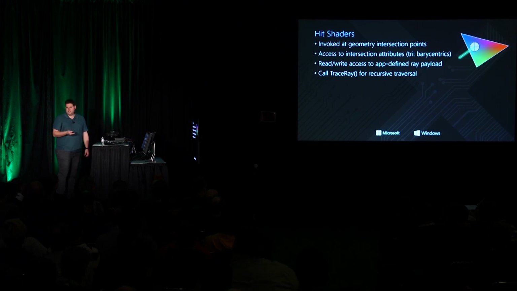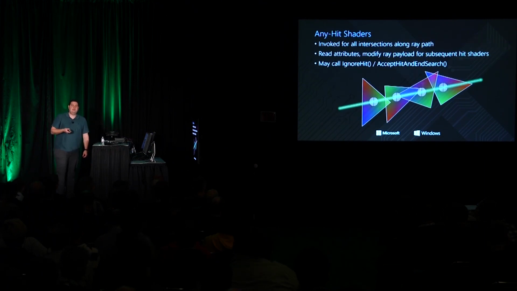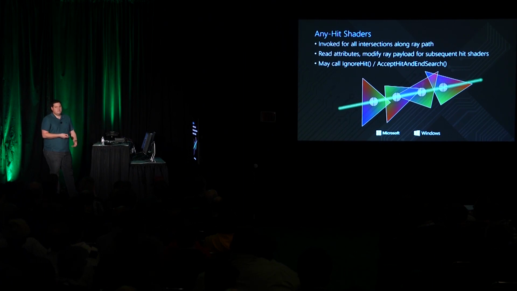And there are two types of hit shaders in DXR. The first one is called the any hit shader. And this is invoked for all intersections along a ray path from Tmin to Tmax. You're allowed to read the attributes, and then you can read and modify the ray payload for subsequent shaders. So you'll have multiple invocations of any hit shaders, and you can modify the payload as you go along executing them. The intention for this is that if you have, say, transparent geometry, you can accumulate, say, the partially transparent color into the payload, and then process additional any hit shaders until you finally get to one that you determine to be opaque.